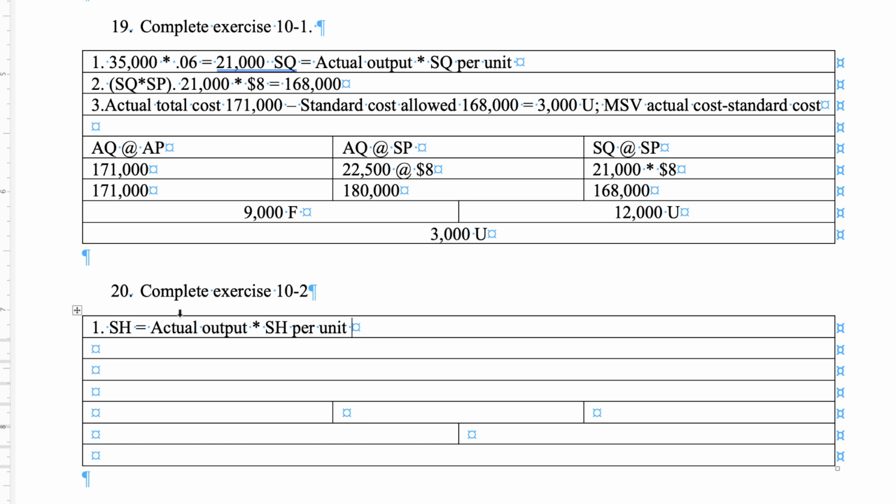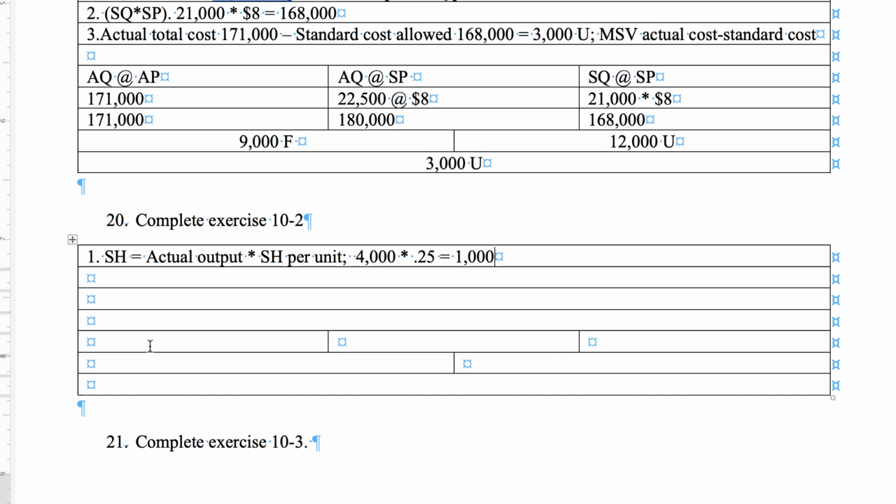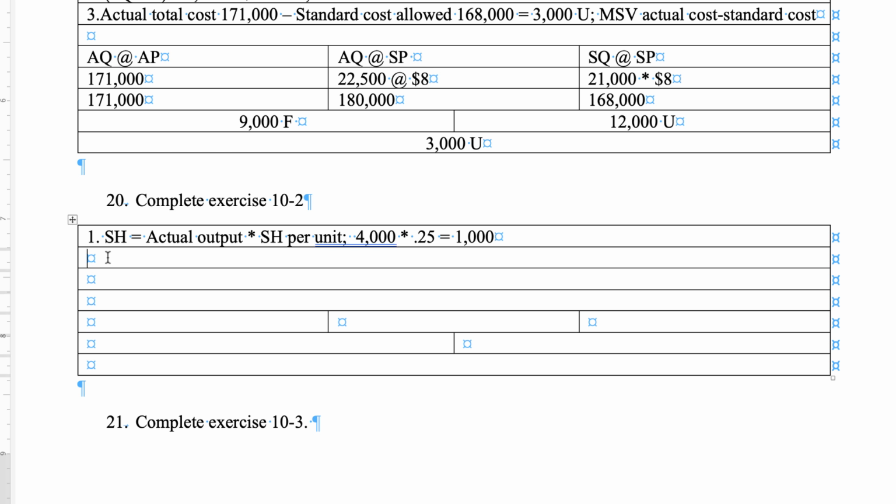Okay, well, that's easy. That is just easy peasy for us because we know that the actual output was 4,000 meals. Times the standard hour per unit is 0.25. So that means that the standard hours we should have used was 1,000 hours. Okay, we can do that. We're good, right? So let's look at number 2.